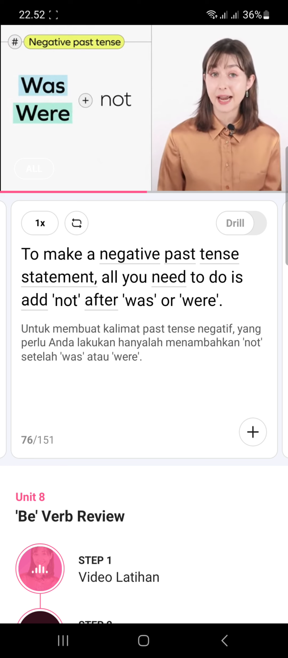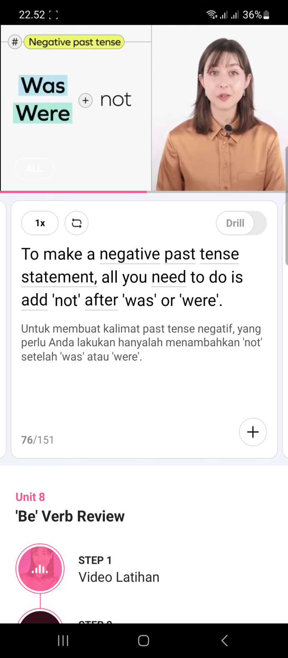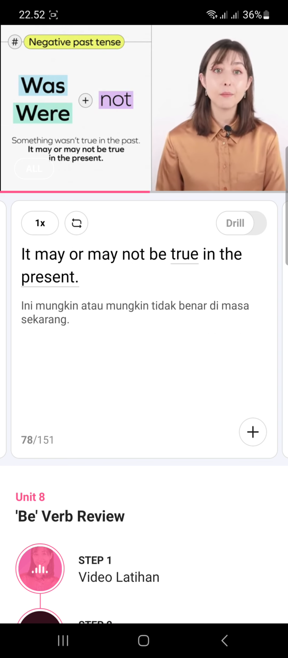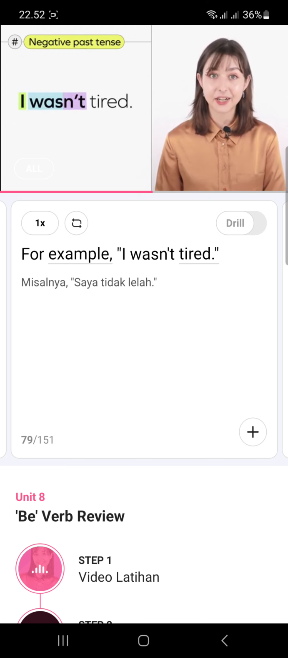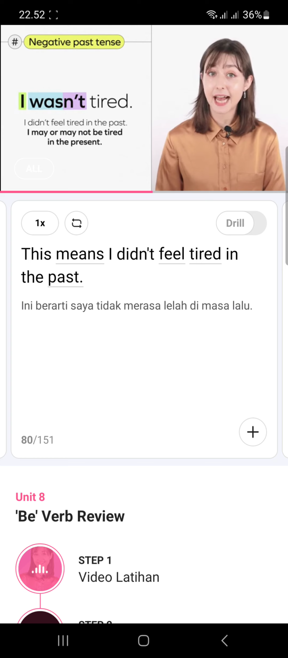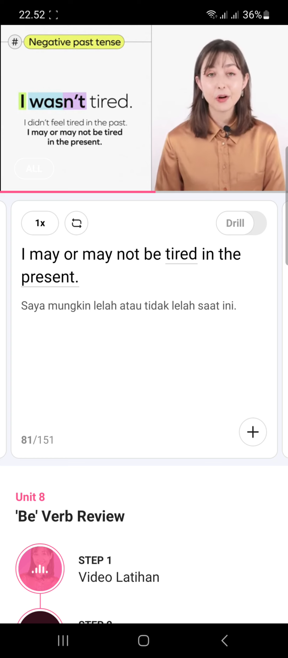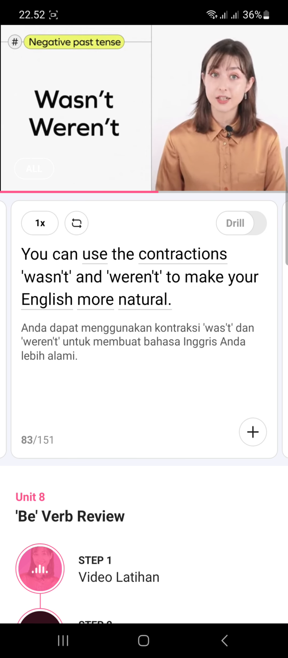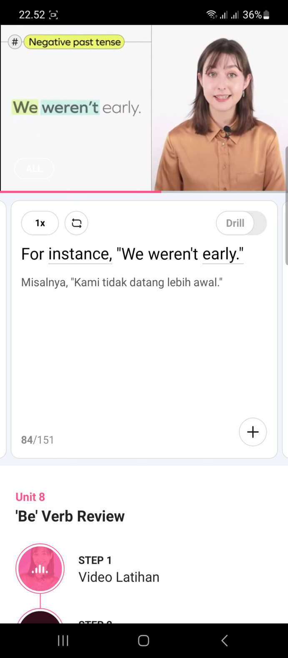To make a negative past tense statement, all you need to do is add not after was or were. This means something wasn't true in the past. It may or may not be true in the present. For example, I wasn't tired. This means I didn't feel tired in the past. I may or may not be tired in the present. There's not enough information to know. You can use the contractions wasn't and weren't to make your English more natural. For instance, we weren't early.